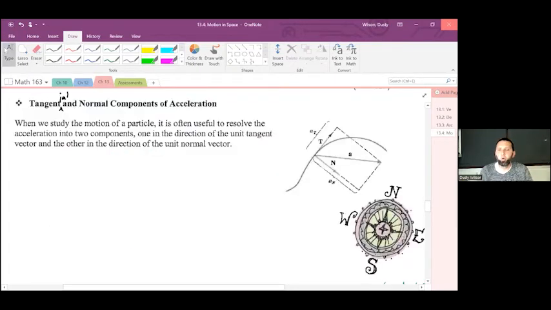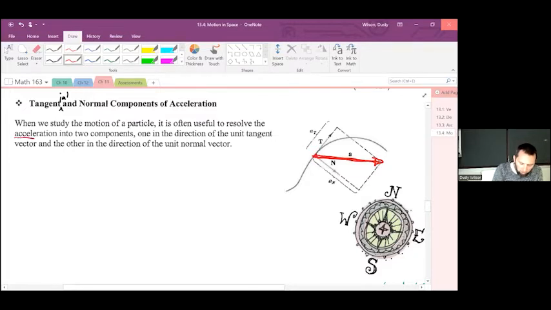Tangential and normal components of acceleration. When we study the motion of a particle, it is often useful to resolve the acceleration into two components, one in the direction of the unit tangent vector and the other in the direction of the unit normal vector. Let's draw a picture before we get too carried away. So we're trying to figure out what's going on with our acceleration vector at some given point.